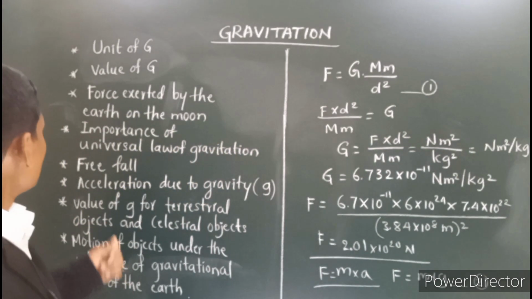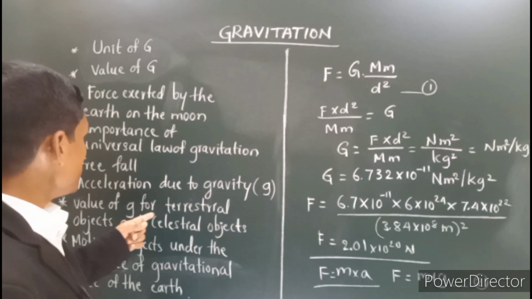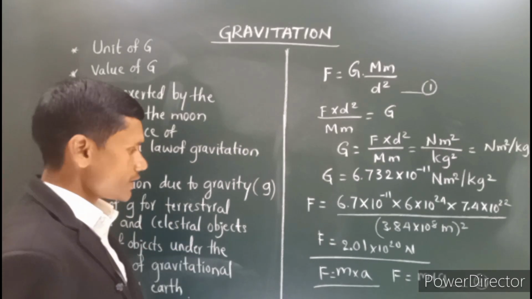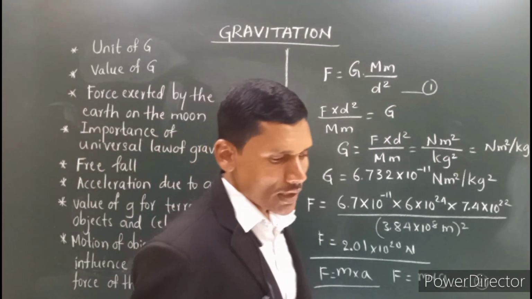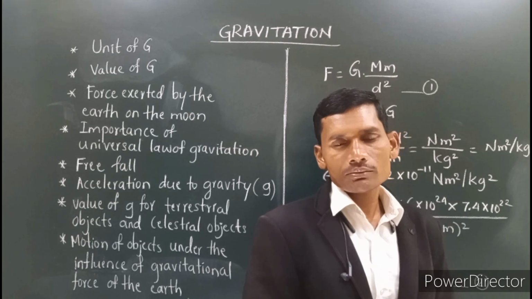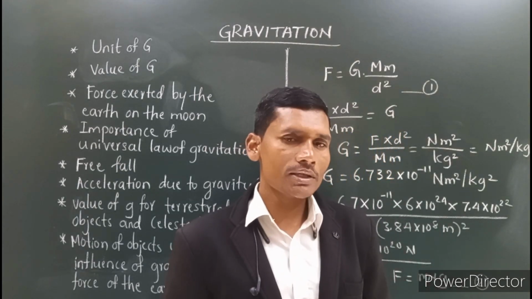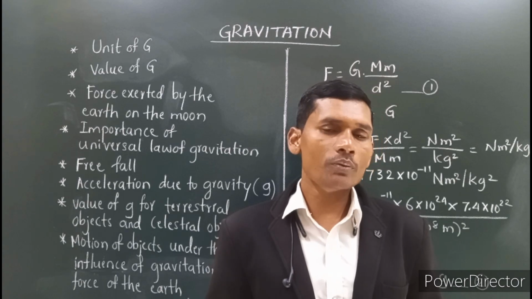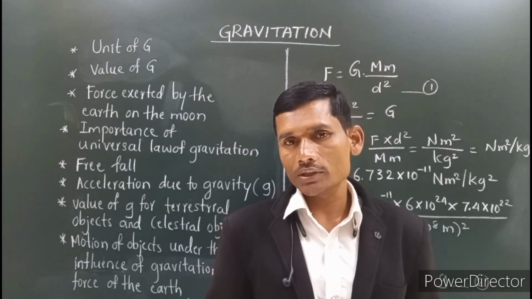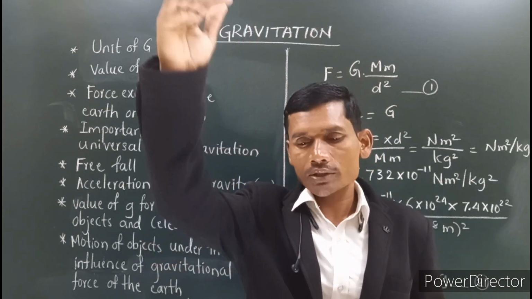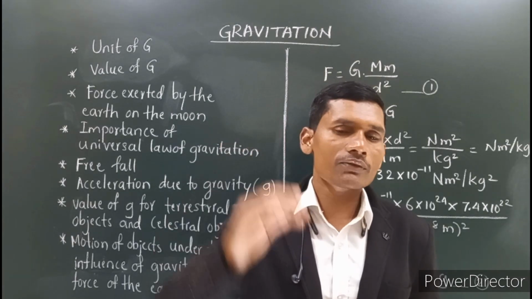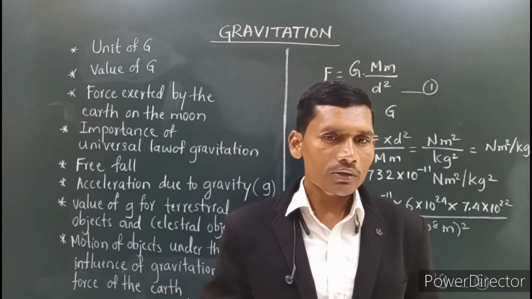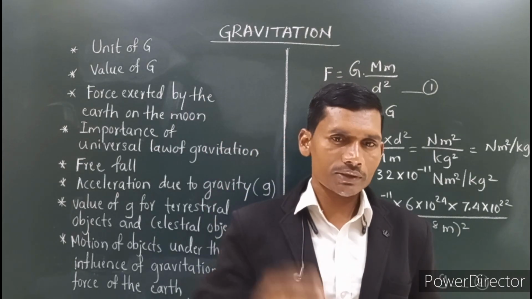Now, the value of g for terrestrial objects and celestial objects. To calculate what force is being exerted on objects falling towards the earth, we consider when they are on the surface of the earth or near the surface of the earth, or when the object is away from the earth.